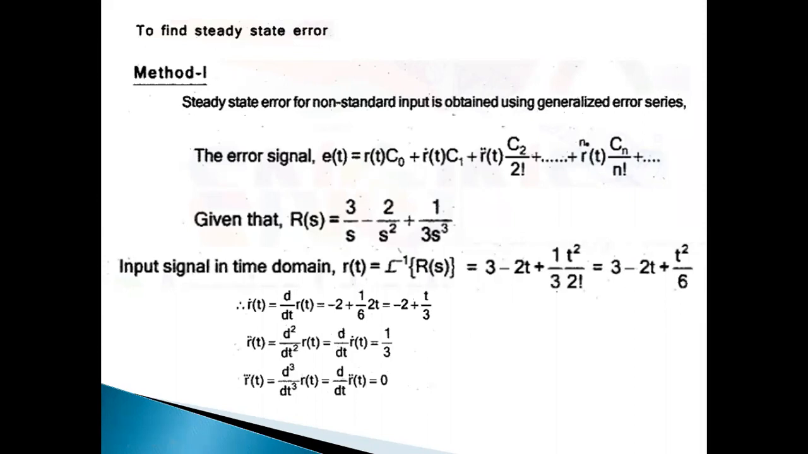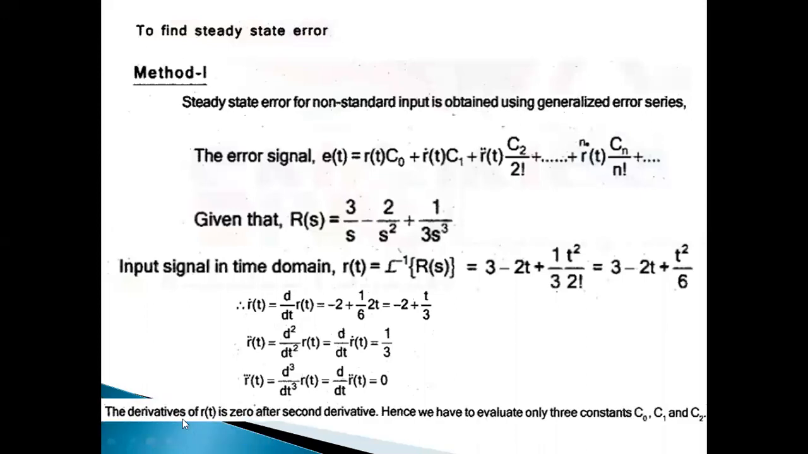Now, if we take the first derivative, second derivative, third derivative, and so on, all the derivatives become zero after the second derivative because there are no further terms. So we can calculate only C0, C1 and C2. The derivatives of R of t are 0 after the second derivative. Hence, we have to evaluate only the three coefficients, that is C0, C1 and C2.